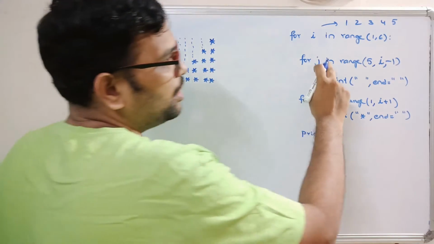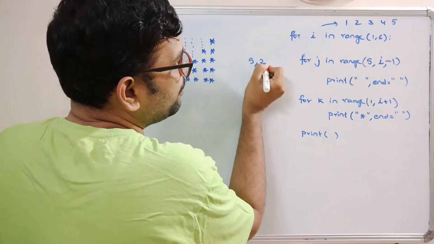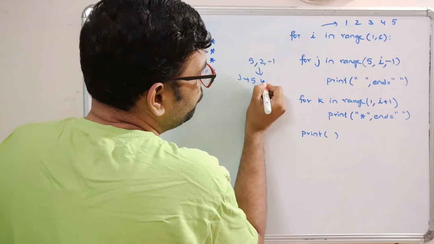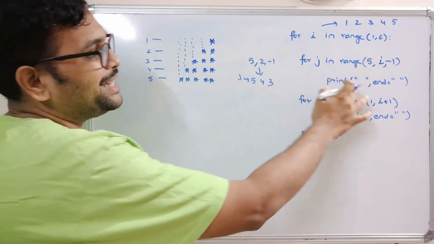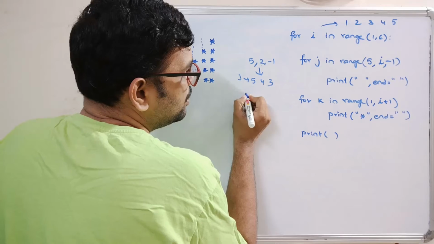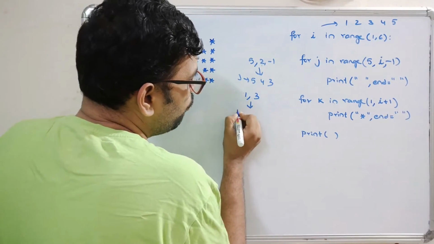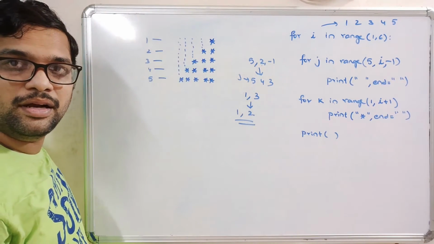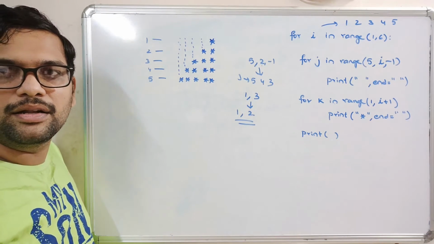So in the next iteration, whenever I becomes 2, j becomes range 5 comma 2 comma -1. So the j value will be iterating 5, 4, 3, because 2 is the stop index, we should not include that. So 5, 4, 3. 3 spaces will be given here in the second line, and then k in range 1 comma I plus 1, that means 3. So it will give 1, 2 iterations. Star will be printed in 2 iterations, right? So like that we'll get the required pattern, right?